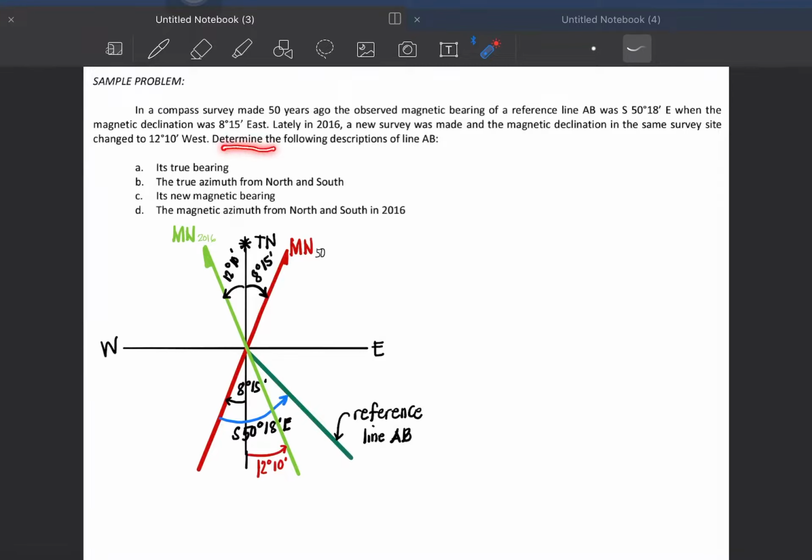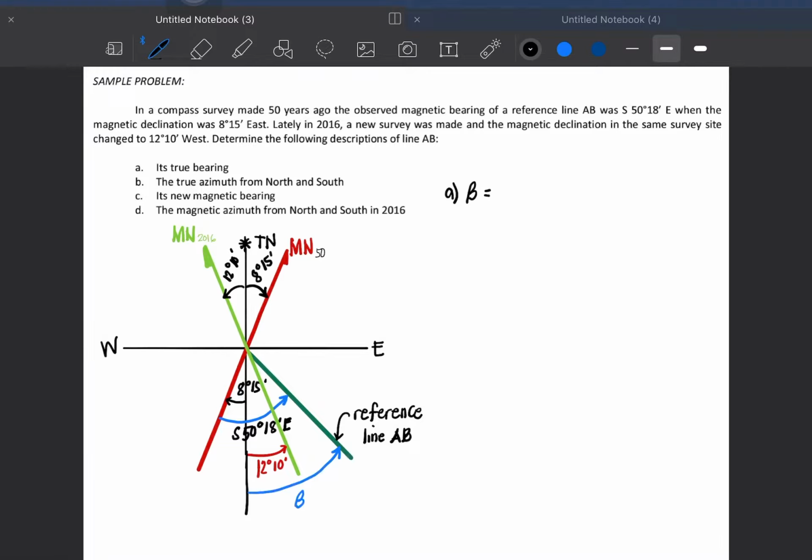Okay. So we are to determine the true bearing of line AB. Okay, so for the true bearing, this is now the true bearing. So you start from north. So this is now the true bearing of line AB. So let us answer letter A.